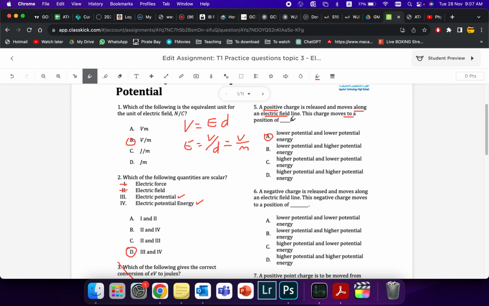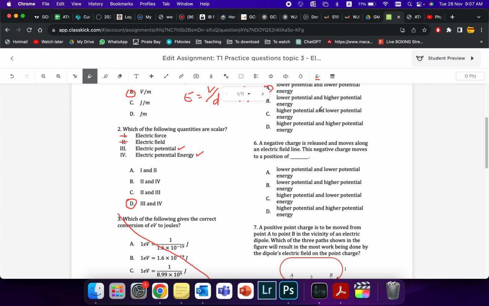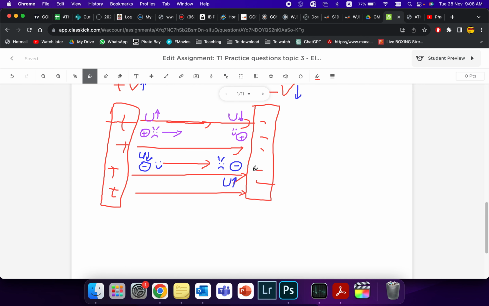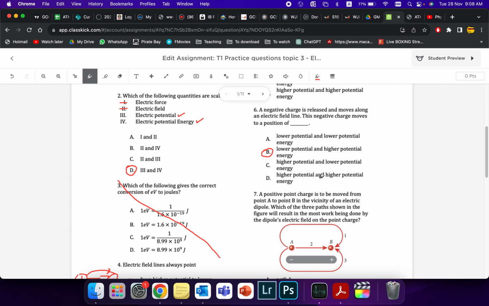So the U and the V, let's have a look. We're going to see this here. He's not happy where he is going, so his energy will be high. So that means he will be going towards a lower potential and high potential energy. He does not want to be here. His energy is high. Okay, so that is B.